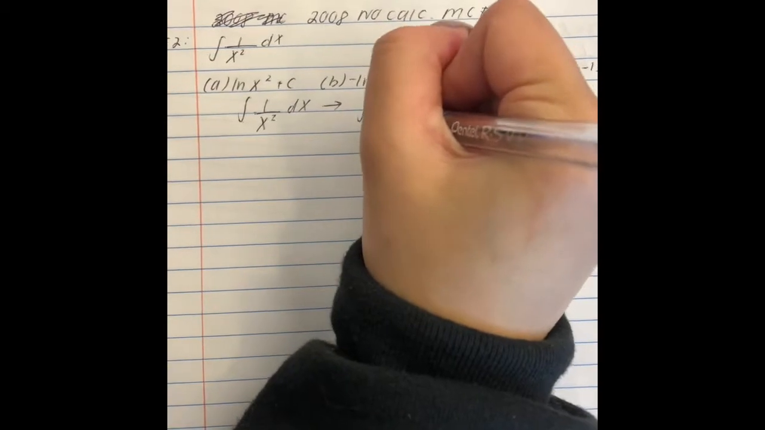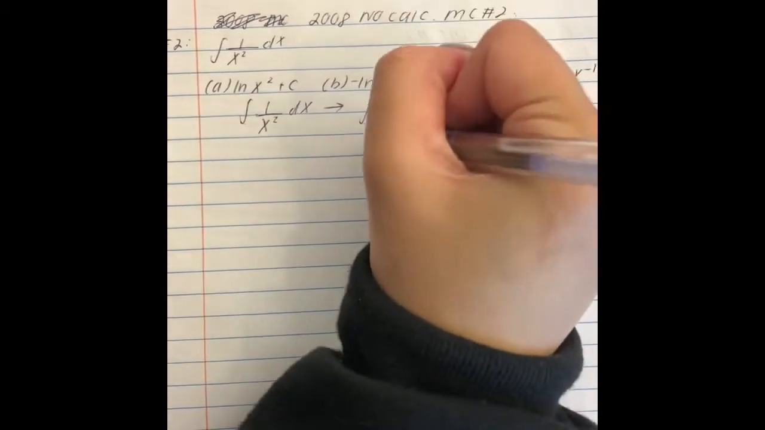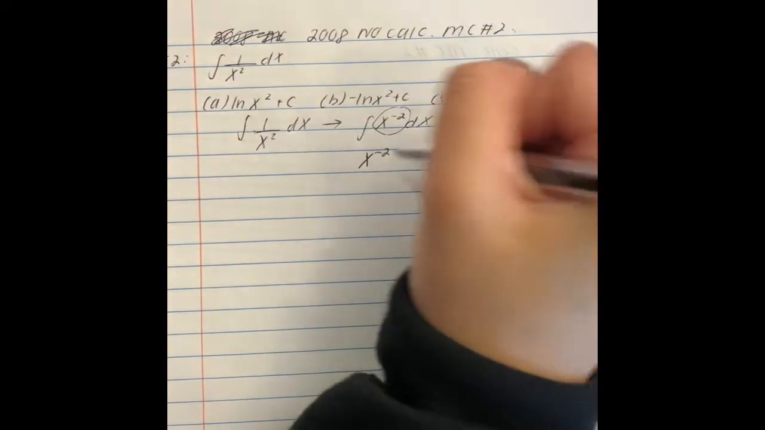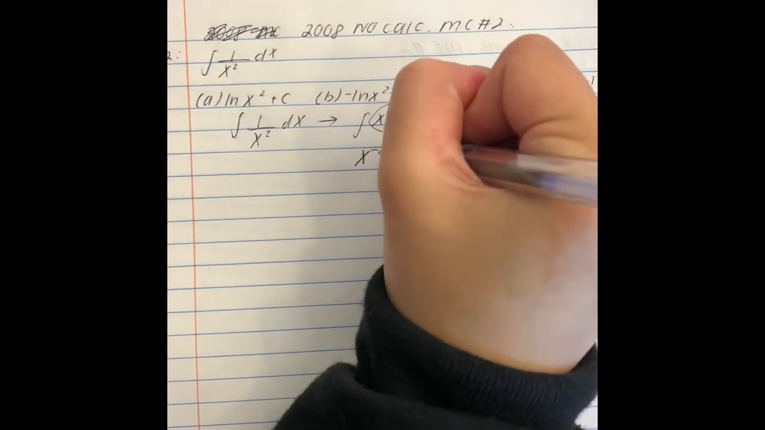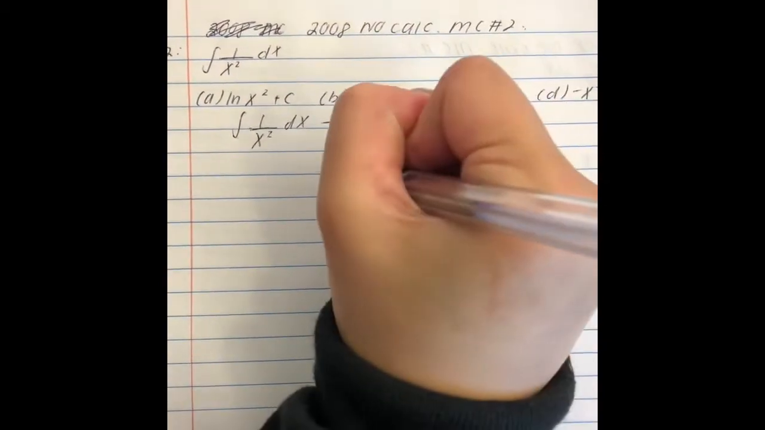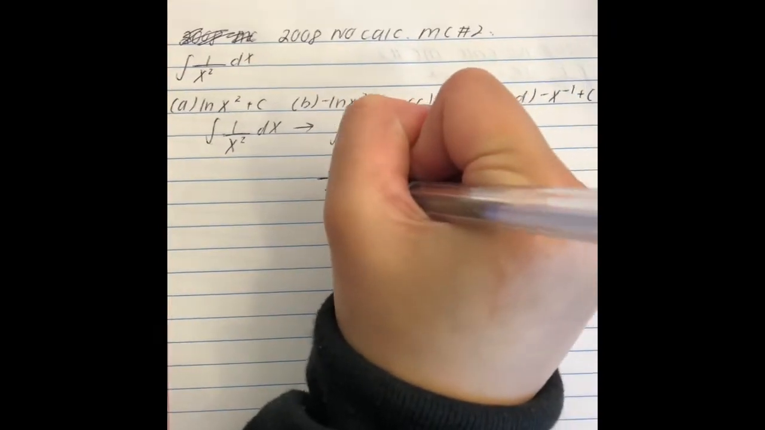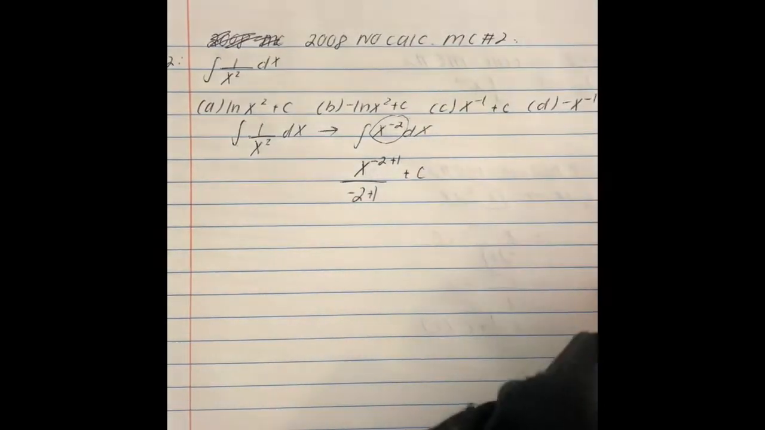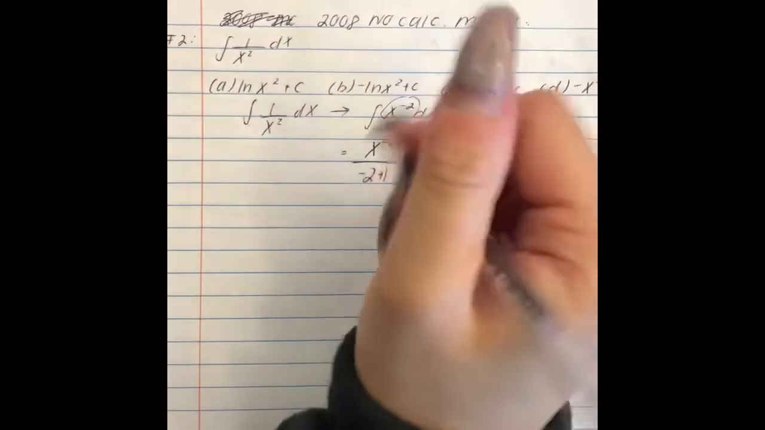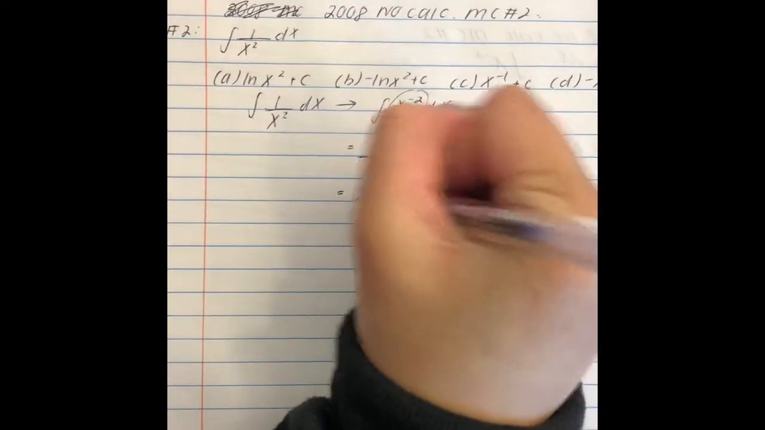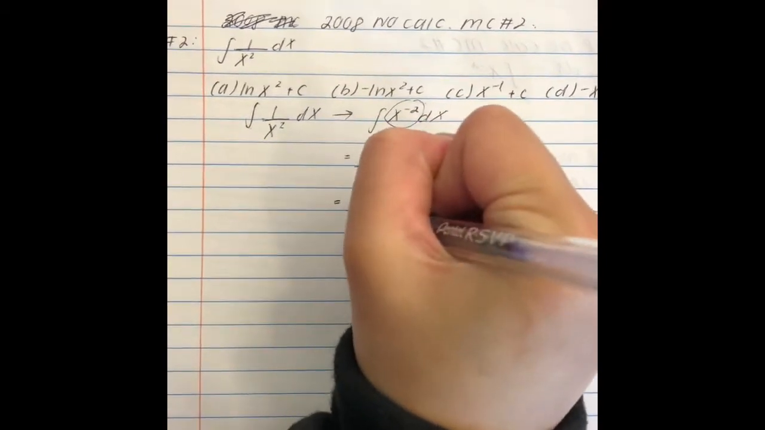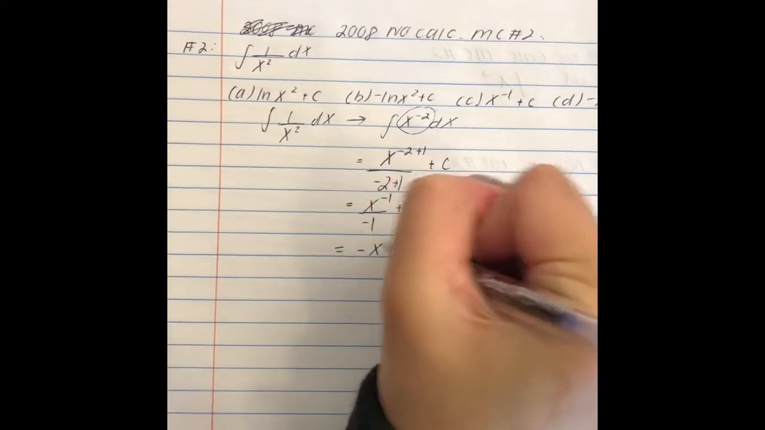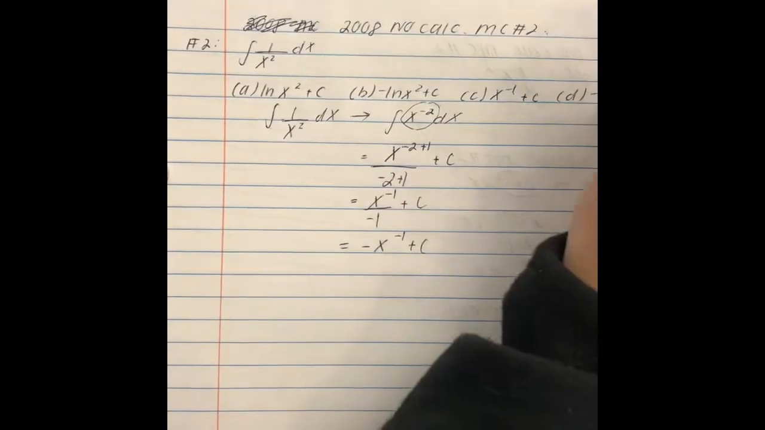So what you do for basic integration is you would take the term, which is x to the -2, and you would add 1 to the exponent. Then you would bring the exponent down and divide by that new exponent. Since we're working with indefinite integrals, you would add plus c. So this becomes x to the -1 all over -1 plus c. And then when you simplify that, it would become negative x to the -1 plus c. So your answer is D.